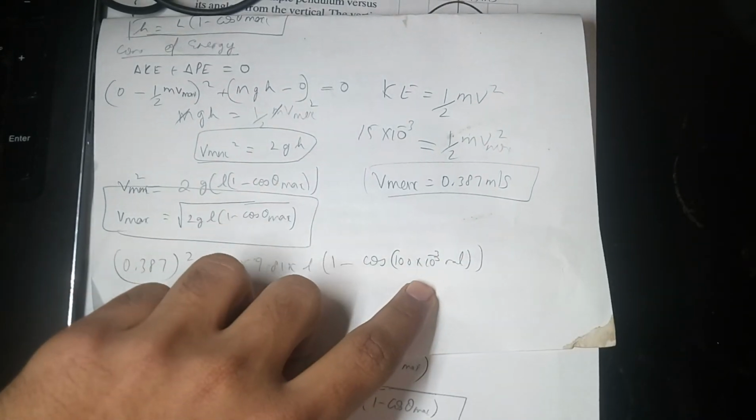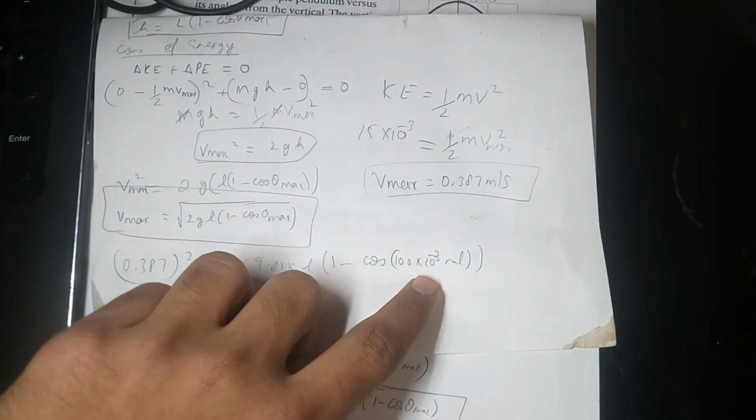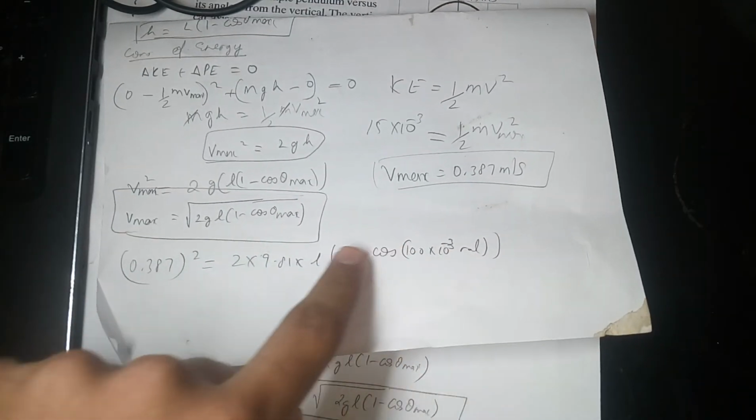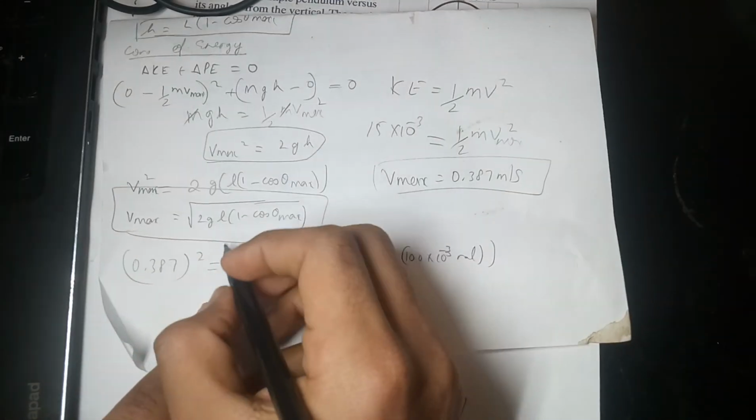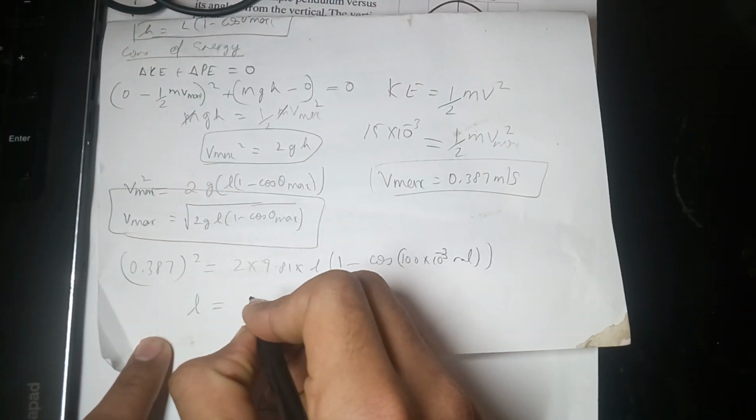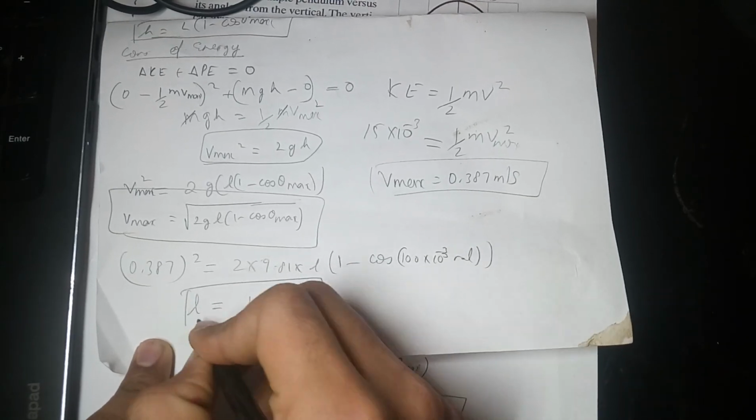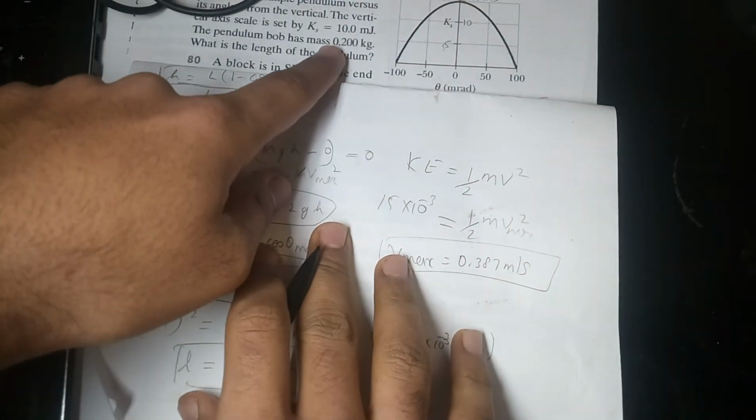Remember to change the scientific calculator to radians mode, and then we can determine cos of 100 into 10 to the power minus 3 radians from here. Solving this equation leads to the length of the pendulum being 1.53 meter. So this is the answer for this question.